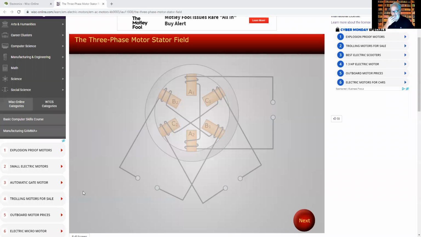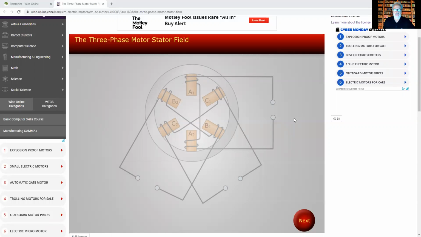All right, let's see how this works for us. This is a place I like to go to a lot, Wisconsin Online. This particular one we're looking at is the three-phase motor stator field. What I want you to look at here is that there are three phases of electricity. This would be phase one, and here's another phase, and here's another phase. These three phases of AC electricity are brought into these pole pairs, A1 and A2, B1 and B2, C1 and C2.